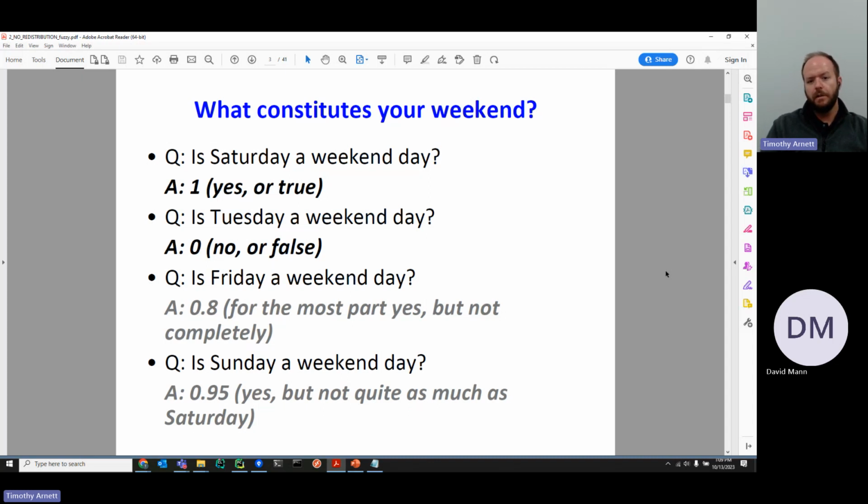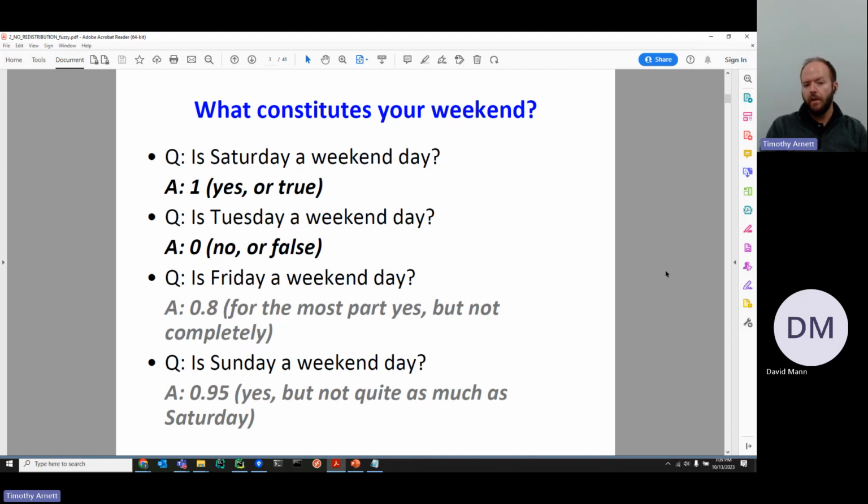Is Saturday a weekend day? I think pretty universally people would say yes, Saturday is 100% a weekend day. Yes, it's in that set, it is fully in that set. So its membership in the set of weekendness is 1.